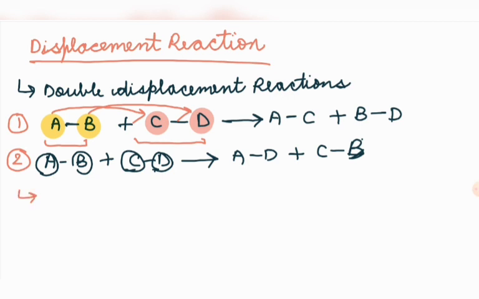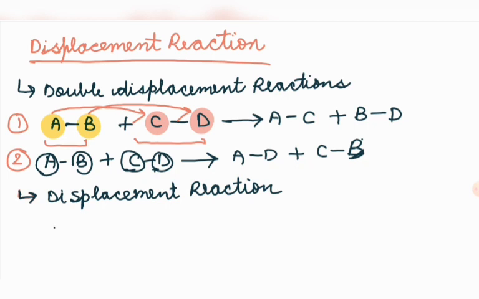We have also just displacement reactions. Now if you want to know what the displacement reactions are, means only displacement reactions, here we have this type, like we have AB and this combines with C, so it will give AC and this B remains separated. Now here only a single element B has been displaced, so this will be known as a single displacement reaction, or only the displacement reaction.